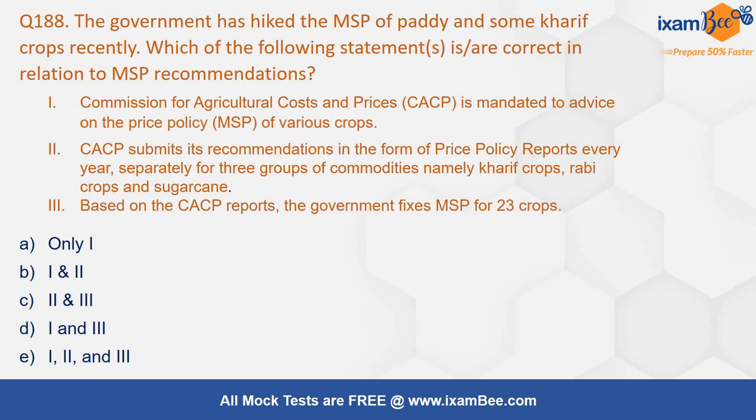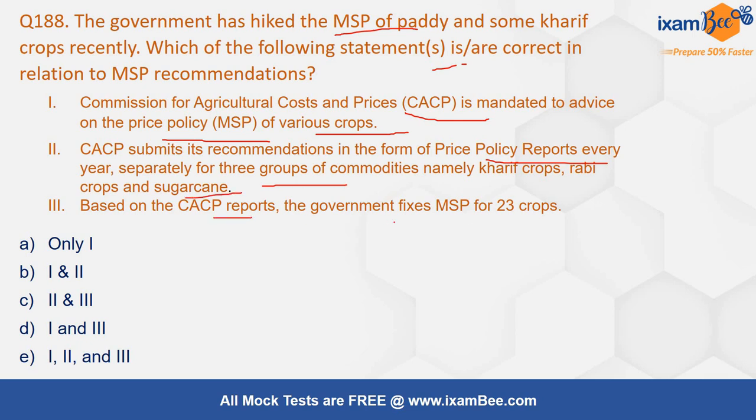Government has again hiked the MSP of paddy and some of the kharif crops. You know about MSP, inflation is increasing, so of course this requires to be increased. Which of the following is correct about the MSP recommendation? CACP is mandated to advise on the price policy MSP on various crops. This is correct. Many a time we discuss this. CACP submits its recommendation in the form of price policy reports every year separately for three groups of the commodities, namely Kharif, Rabi and sugarcane.